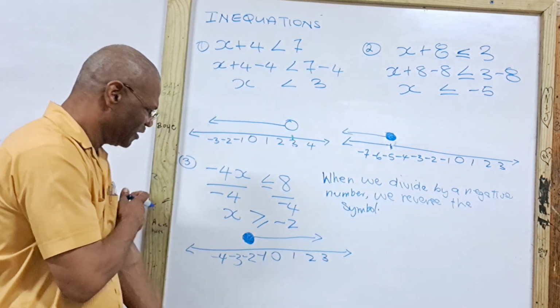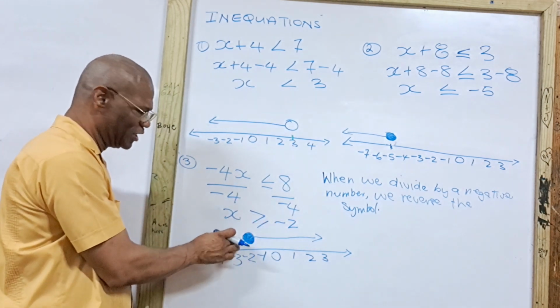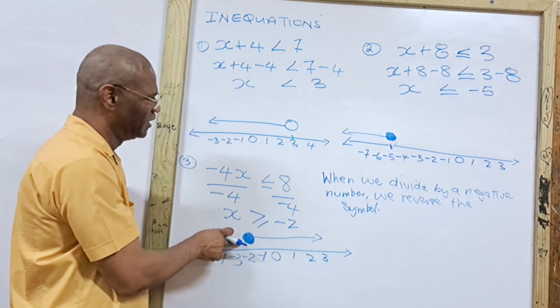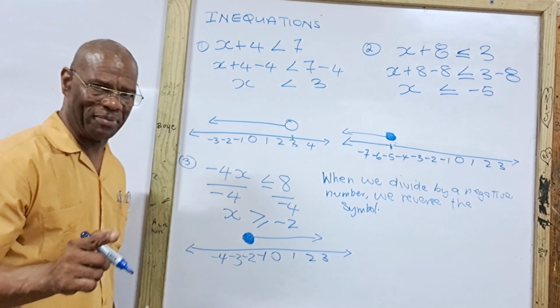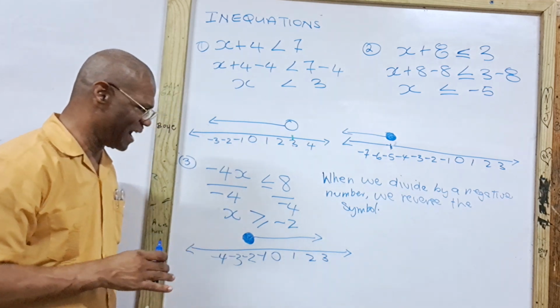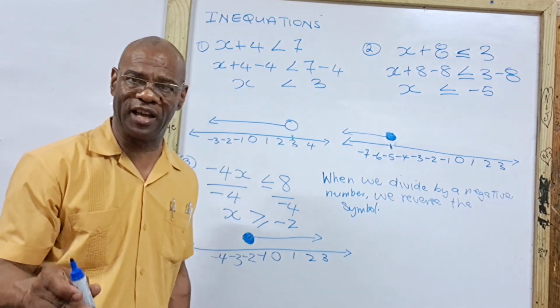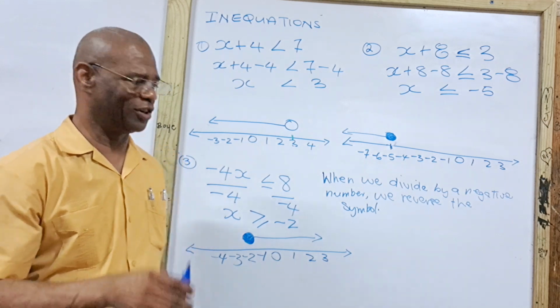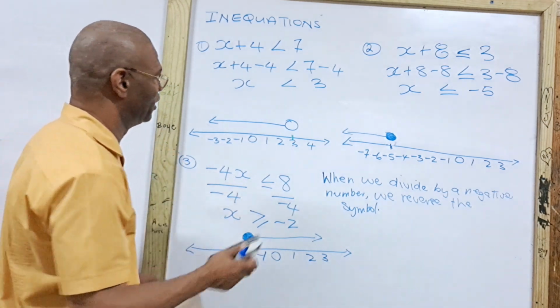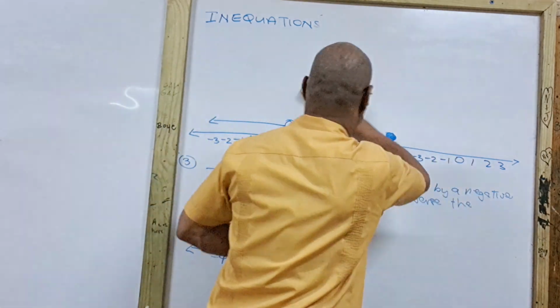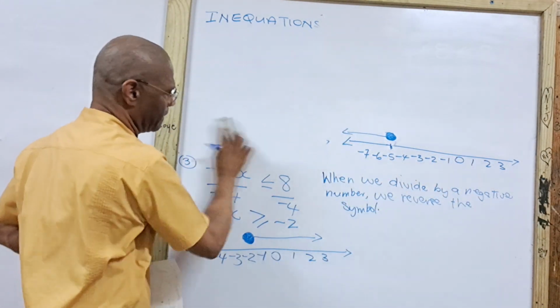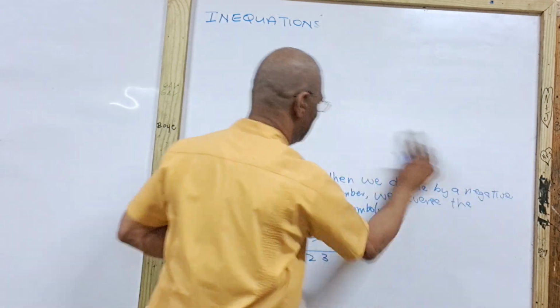Alright, so remember, when we say or equal to, we shade the circle. If it doesn't say or equal to, we leave it open. And remember, once we are dividing by a negative number, we reverse the symbol. So remember that. Now let's look at another one. I'm going to leave that there for a little while.